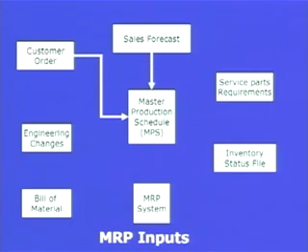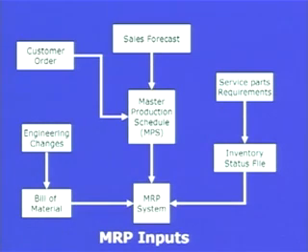Similarly, the bill of materials will be changed on the basis of the engineering changes. How these different items are clubbed together in an MRP system, you can see for yourself now. Sales forecast and customer order, as I have already told you, will be used in the master production schedule. Engineering changes will alter the bill of materials. Similarly, the service parts requirements will alter the inventory status file, and these three will then finally add up to the MRP system. So we can see that the input is coming from all the areas, and then this is being used in the MRP system.